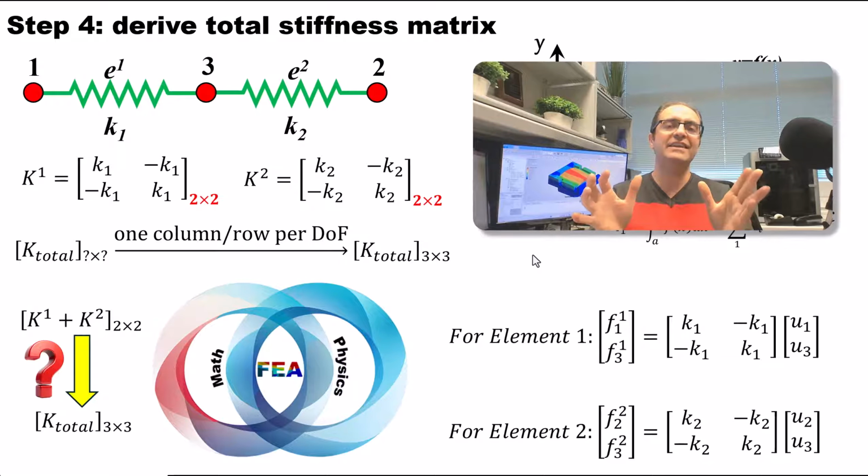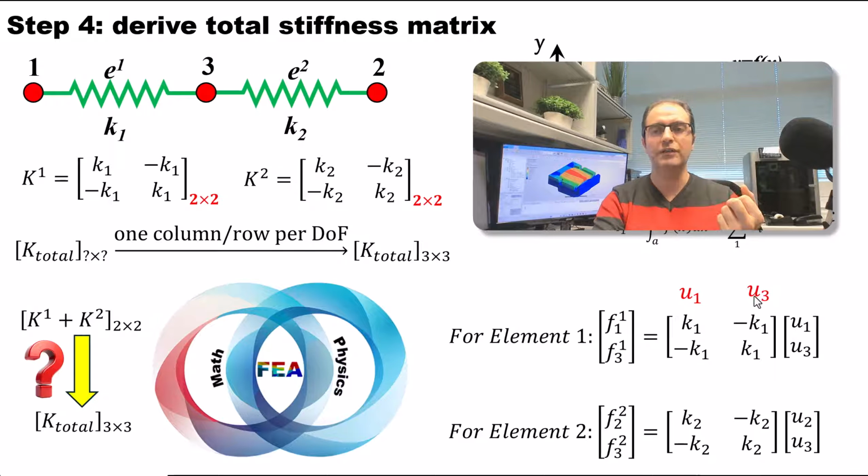Let's take a look at the characteristic formula for each element. Here on top, we have the characteristic formula for element 1. You have F1 and F3 because F1 and F3 are attached to element 1. This is the stiffness matrix for element 1. And then we have 2 degrees of freedom, U1 and U3. For element 2, we have U2 and U3. So these are the degrees of freedom associated with element 1, U1 and U3, and these are the degrees of freedom associated with element 2, U2 and U3.